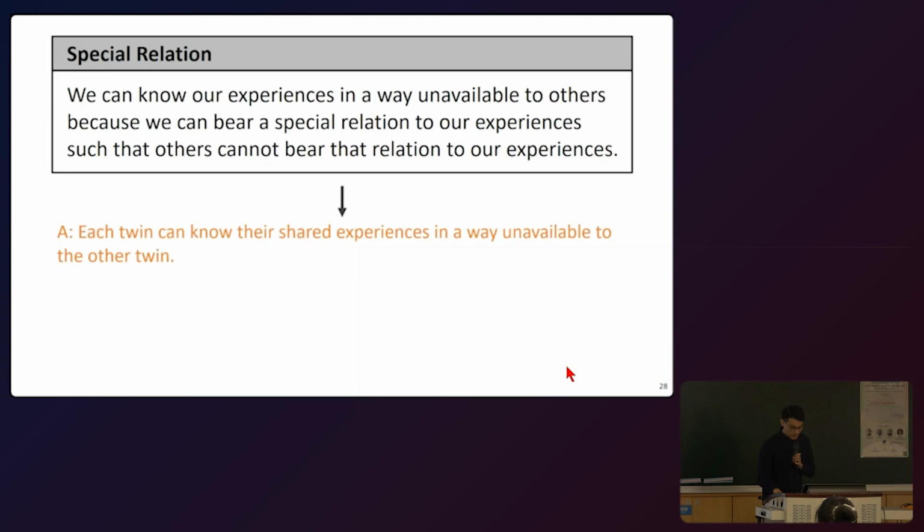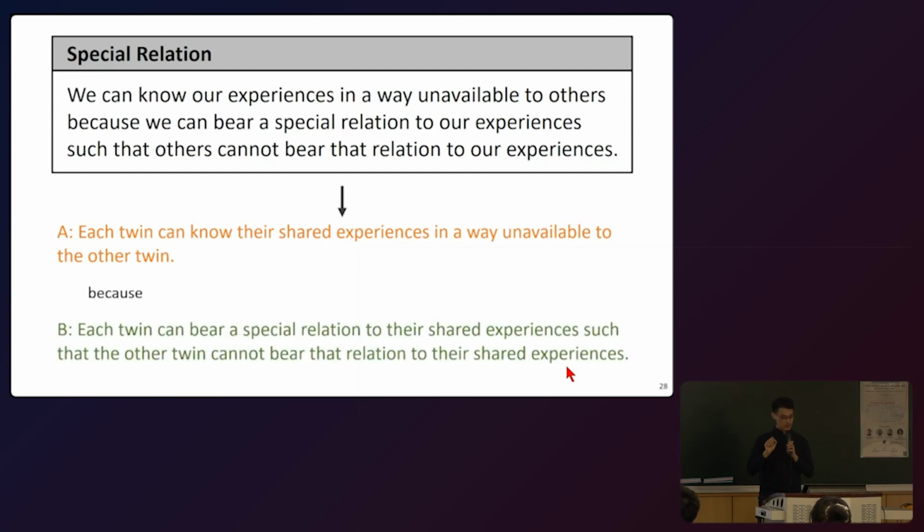That seems to entail that each can know their shared experiences in a way unavailable to the other twin, because each twin can bear a special relation to their shared experiences such that the other twin cannot bear that relation to their shared experiences. So that's called the part before "because" A and the part after "because" B. So the first claim seems to entail A because B.